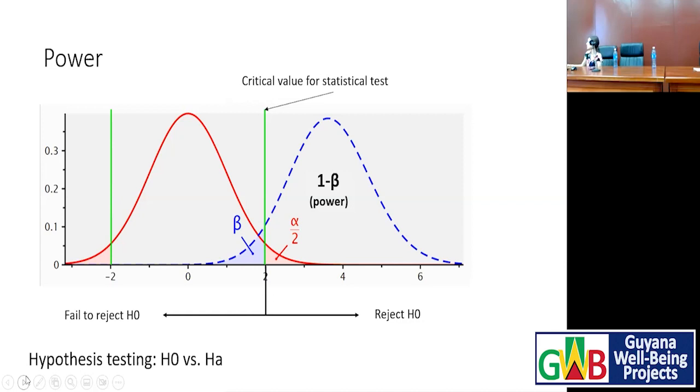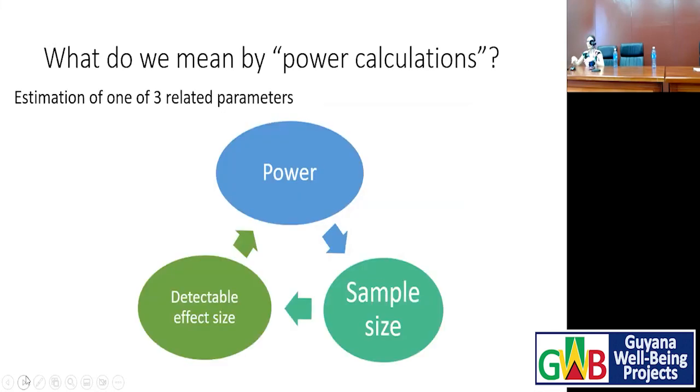We make the correct conclusion. And what you notice in this particular example is that there's little overlap there. So this would be an example where we have high power. That's good. That's the kind of power you hope your study has. So that's what we're going to be talking about calculating.